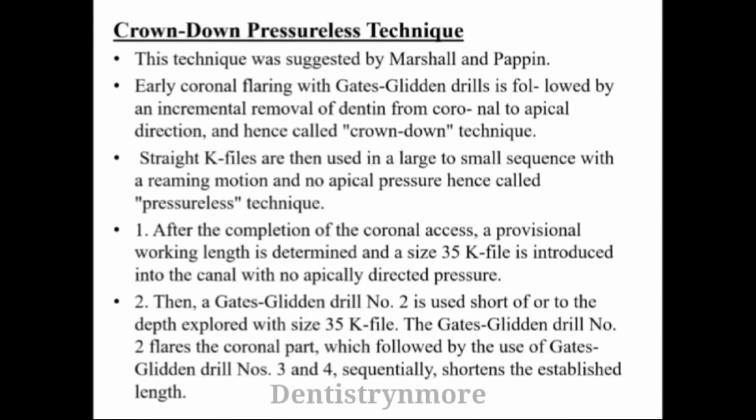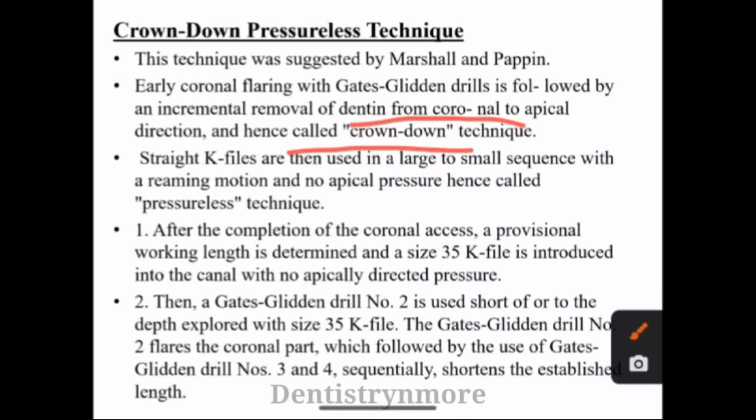Now we are moving to the crown down pressureless technique. In this, there is early coronal flaring with a Gates Glidden drill. It is followed by an incremental removal of the dentine from the coronal to the apical direction, hence it is called the crown down technique. And the straight K files are used in large sequences in a reaming motion, and here there is no apical pressure, so it is called the pressureless technique.